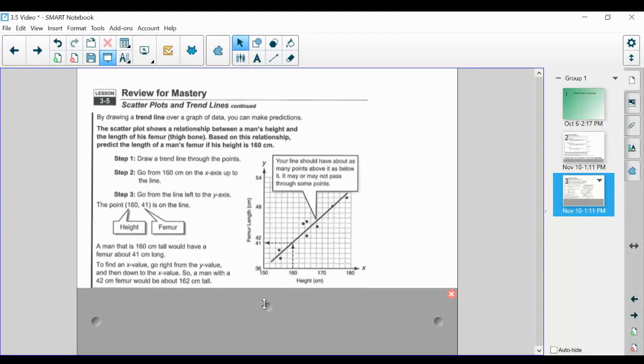And again, when we draw a trend line, we want to go all the way through the data set, and we want to have about the same number of points above it as we do below it. That way we can get a fairly strong trend to make an even stronger prediction.